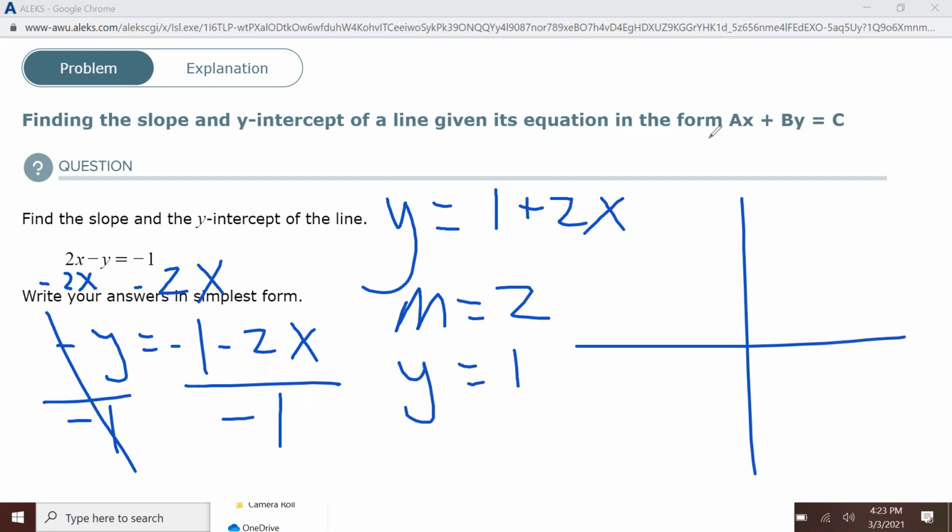And though they don't ask me to graph it, I will start with the y-intercept of 1, and then I use the slope of rise 2, run 1. And that would be the graph.